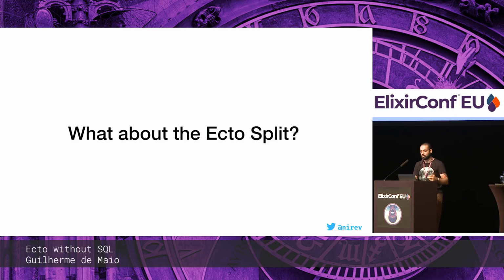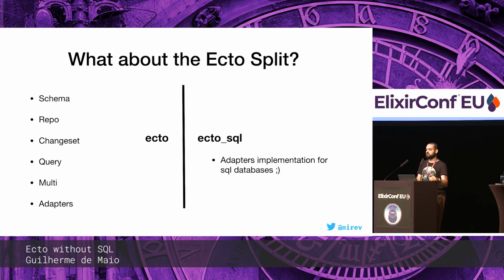Well, I didn't mention, what about the Ecto split that was recently made? That was a bit controversial at the time, but it's actually pretty simple. The Ecto split is that all of those tools, the toolkit, is in Ecto. So you have the schema, repository, changeset, query, there's multi, and the adapters, the extensibility part. All the API surface is in Ecto. And Ecto SQL is just the adapter implementation for SQL databases.